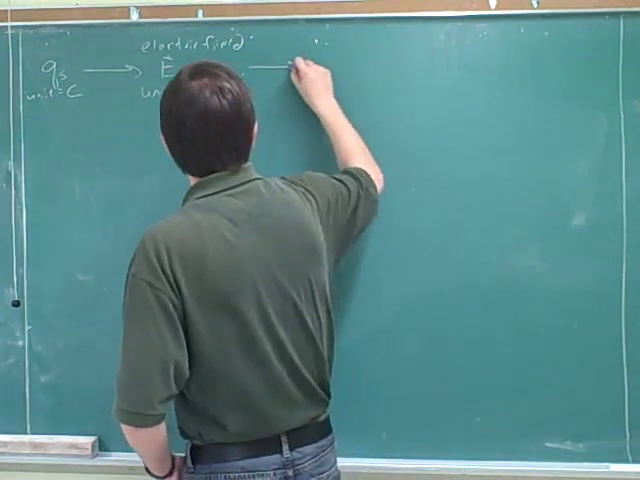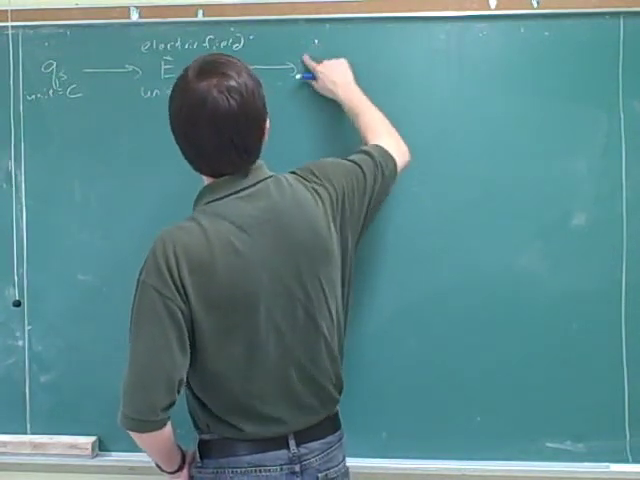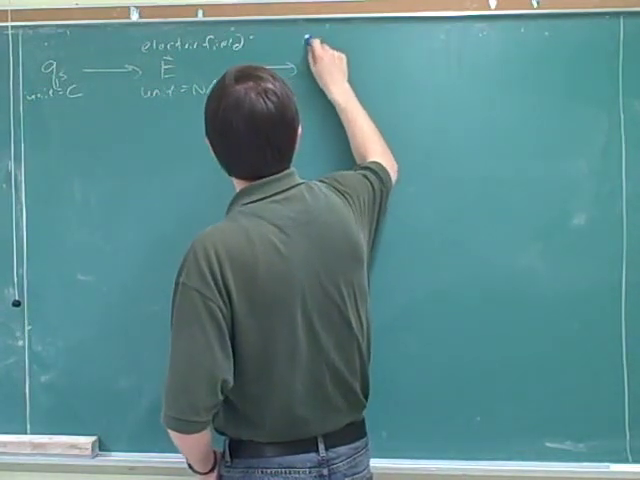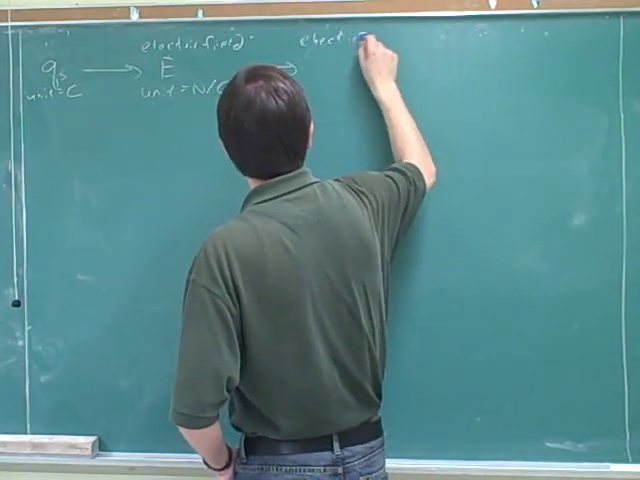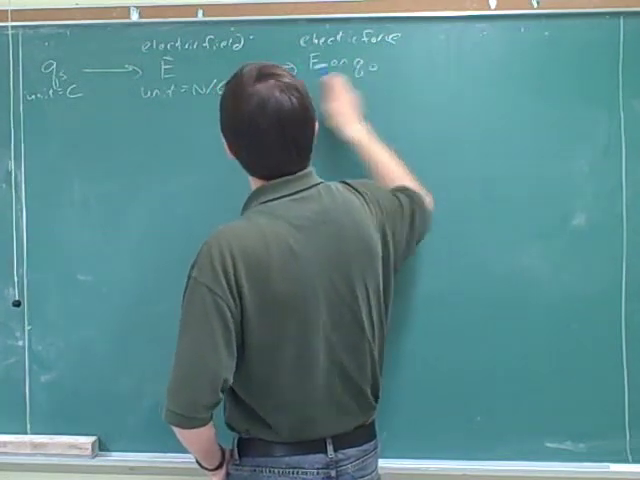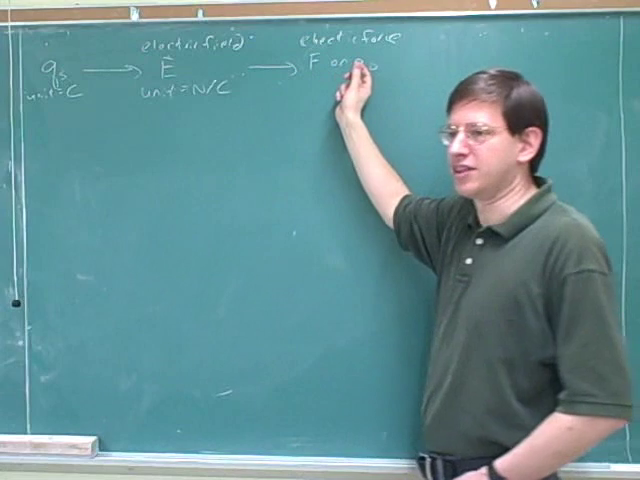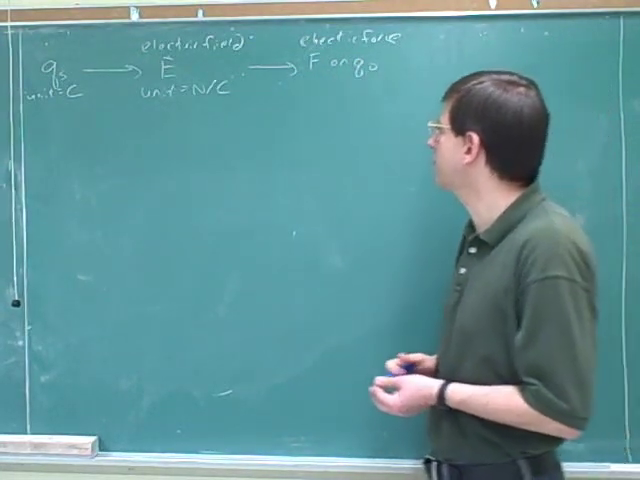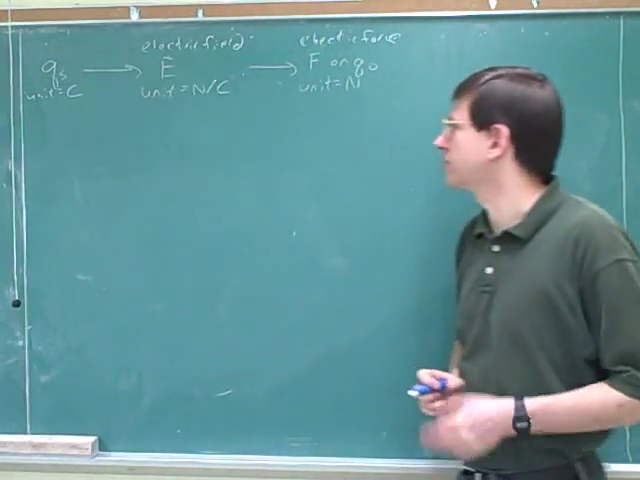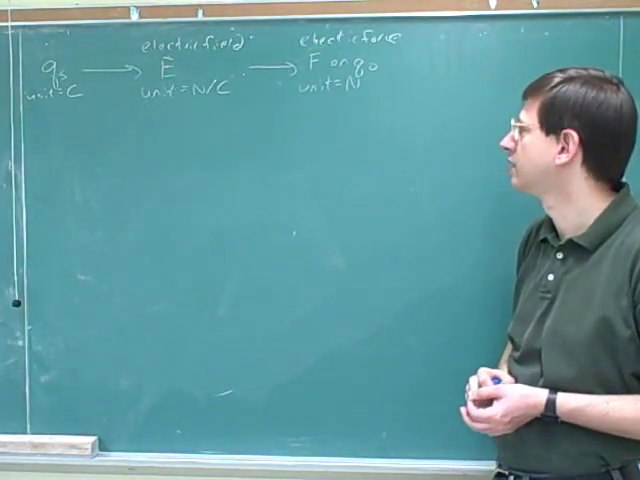Now, what's the symbol for electric force? F, because it's a force. The electric field can exert a force on the test charge. What are the units for electric force? Newtons. And is the electric force a vector or a scalar? It's a vector.